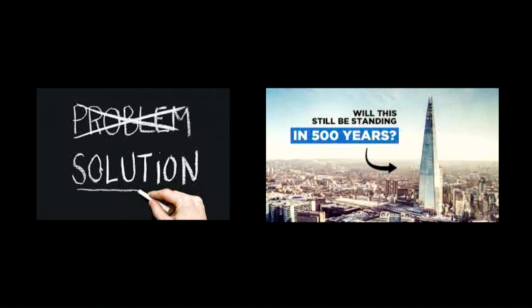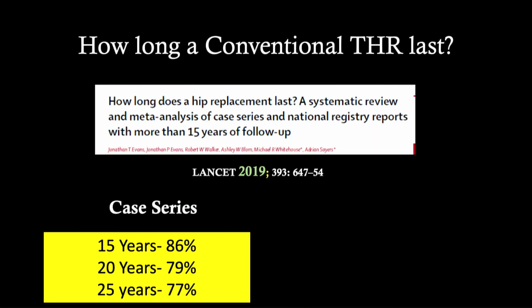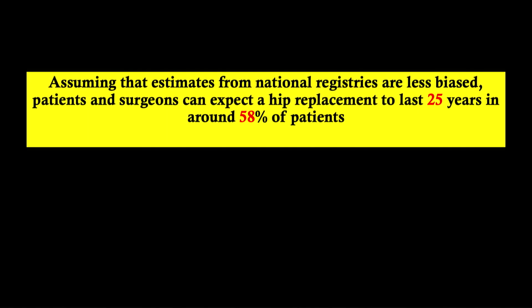So friends, it may look like we have got a solution for a problem which was long existing. But the question which still remains is, kitna chalega? How long should it last? So for that we have to understand how long a conventional hip lasts. Based on a review of literature published in Lancet, based on case series, it lasts 25 years in 77% of the cases, and in registry data, 25 years in 58% of the cases.